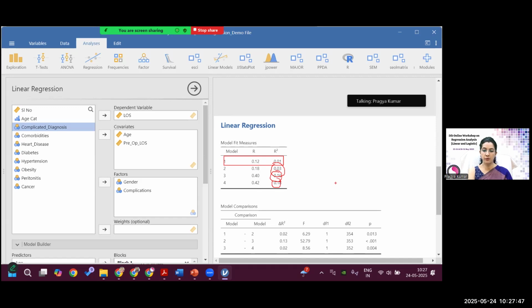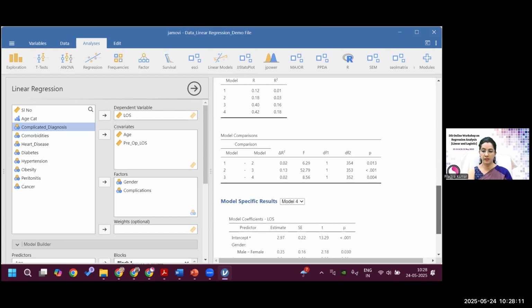So in model 4, if you see the change in R square, this tells you the change in R square. Means the change from model 1 to 2, the R square is 2%. Model 2 to 3, the R square is 13%. So the third model is a good one because there is an increase in R square. And in the fourth one, you see there is only 2%, third to fourth. So again, the increase is less.